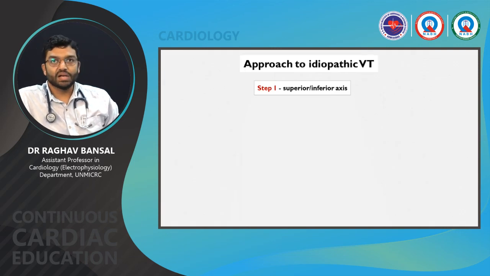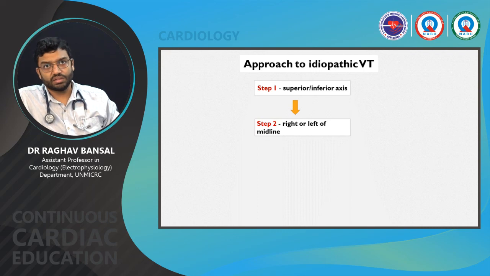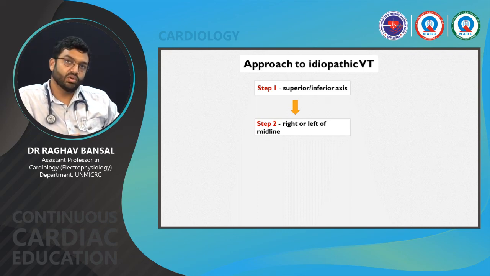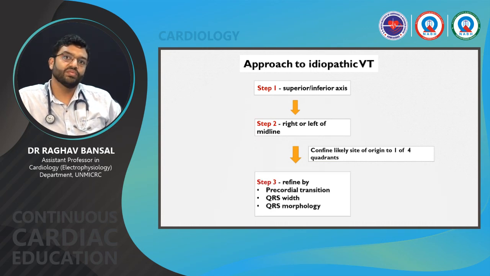So just summarizing the approach to idiopathic VT, step 1 is the superior inferior axis. We have to look at the inferior leads and decide whether the axis is superior or inferior, and so whether the quadrant of origin is superior or inferior. Then we look at whether it is on the right side or on the left side of the midline. For the superior quadrant, it is better to look at lead 1, which helps in differentiating between right and left of midline. For the inferior quadrants, we look at the bundle branch block pattern. Once we have gone to a quadrant, then we have to use specific features to confine the origin to a likely site in one of the 4 quadrants.